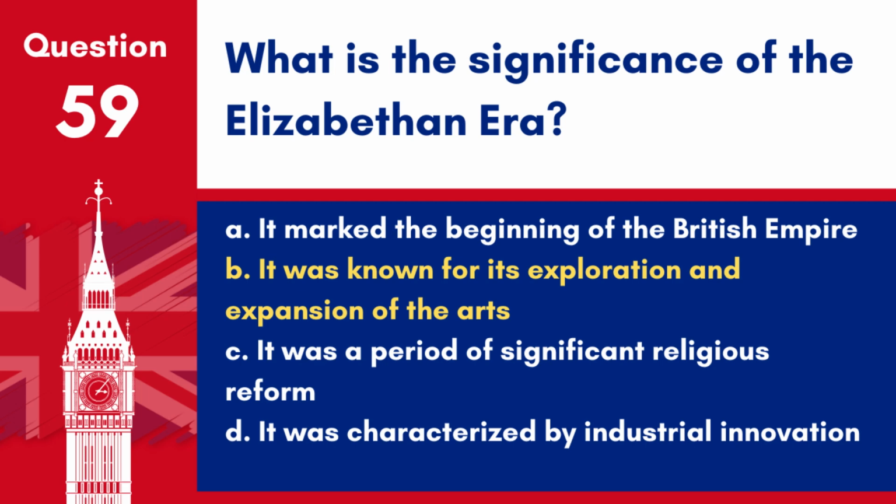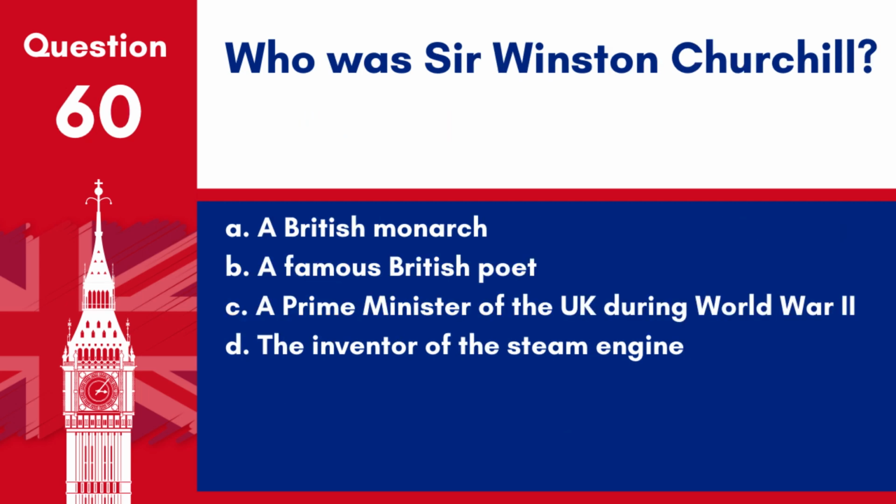largely attributed to the reign of Queen Elizabeth I. Question 60. Who was Sir Winston Churchill? A. A British monarch. B. A famous British poet. C. A Prime Minister of the UK during World War II. D. The inventor of the steam engine. Answer. C. A Prime Minister of the UK during World War II. Sir Winston Churchill was the Prime Minister of the UK during World War II, known for his leadership and speeches during a critical period in British history.